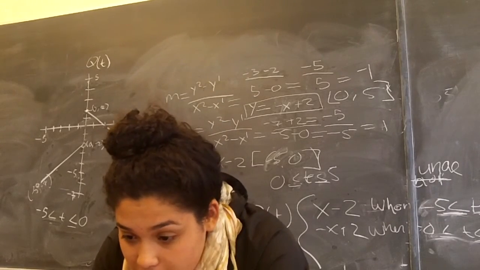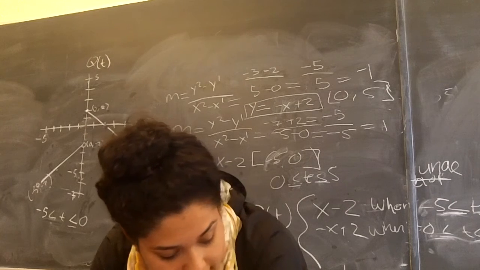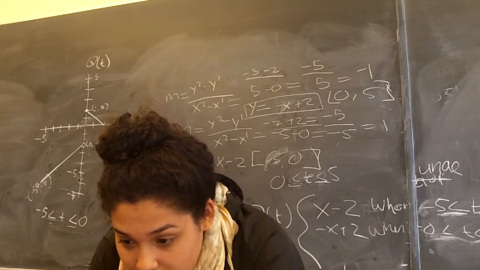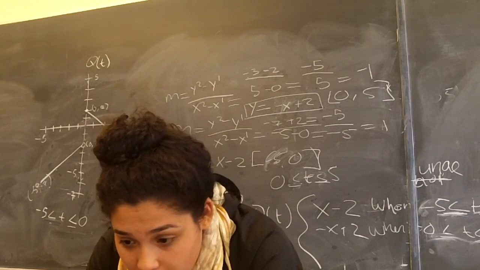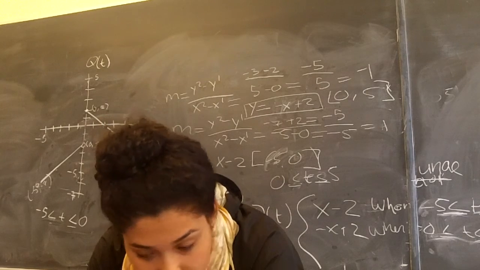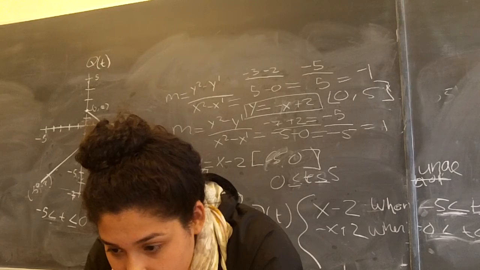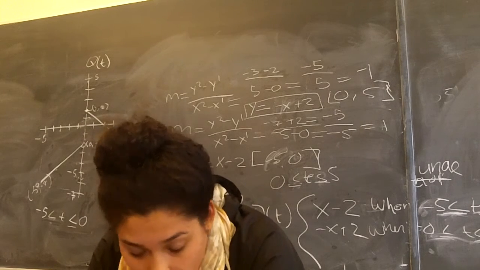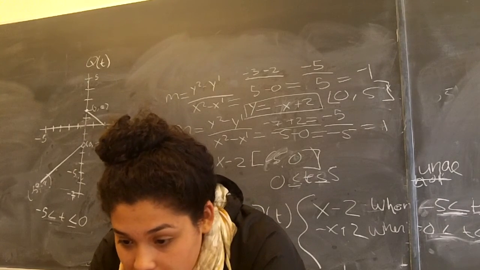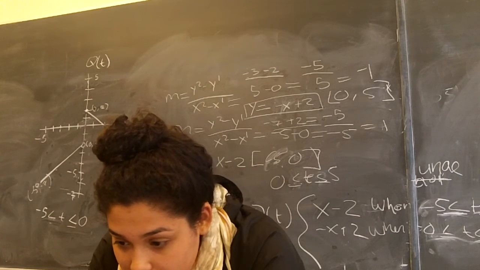Oh, yeah. So this is T. T minus 2. What time? T minus 2 is negative. What's another way to say negative T plus 2? I will check your work.